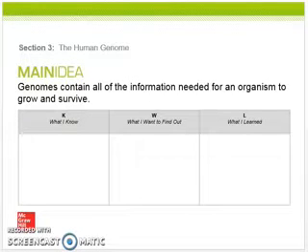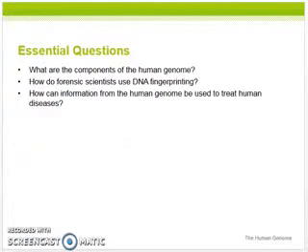Biology, Chapter 13, Section 3, the genome. The main idea: genomes contain all of the information needed for an organism to grow and survive.